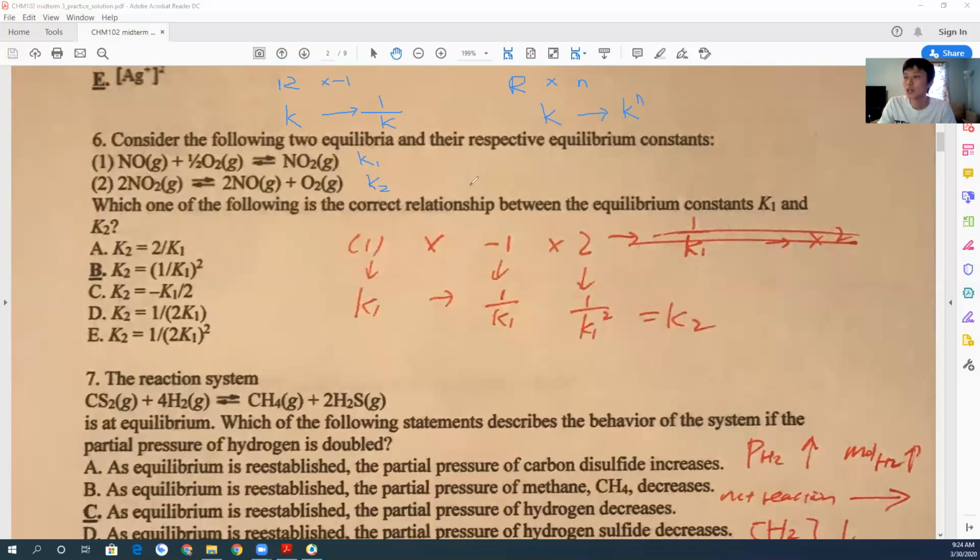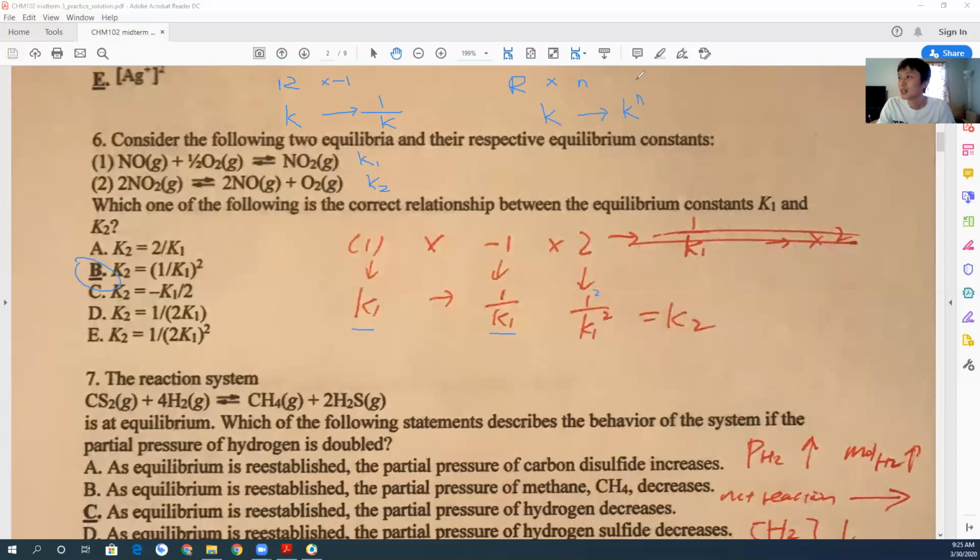to get from K1 to K2, first we have to flip it. So K1 will become 1 over K1. And then we have to adjust the coefficients, so we multiply all the coefficients by 2. That becomes 1 squared over K1 squared. 1 squared is still equal to 1, so K2 is equal to 1 over K1 squared. So we pick choice B. If we multiply all the coefficients by 3, then this exponent will be 3.